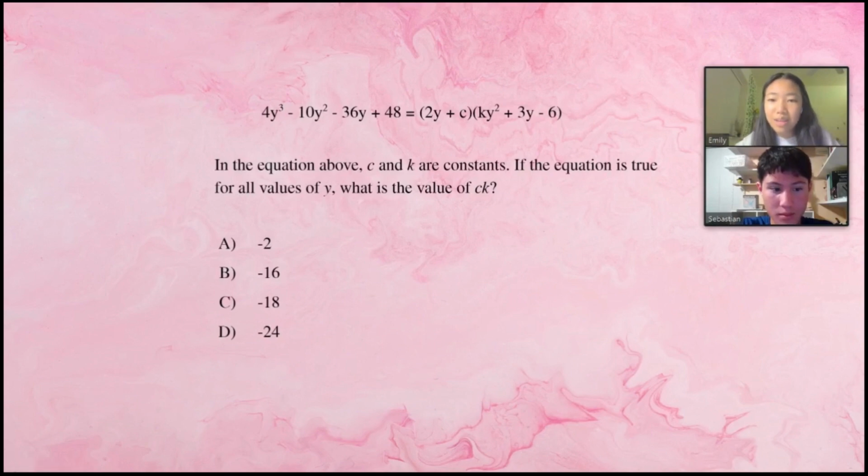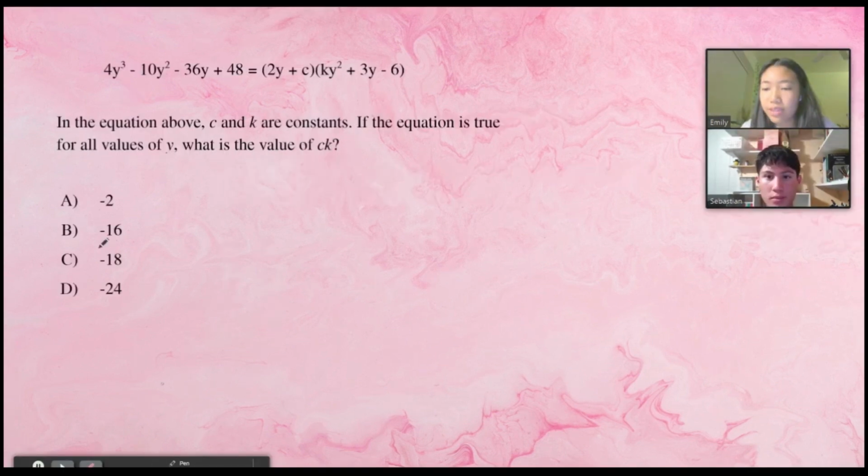So here we have the equation 4y cubed minus 10y squared minus 36y plus 48 equals the quantity 2y plus c times the quantity ky squared plus 3y minus 6. In the equation above, c and k are constants. If the equation is true for all values of y, what is the value of ck? So the answer to this question is going to be negative 16.